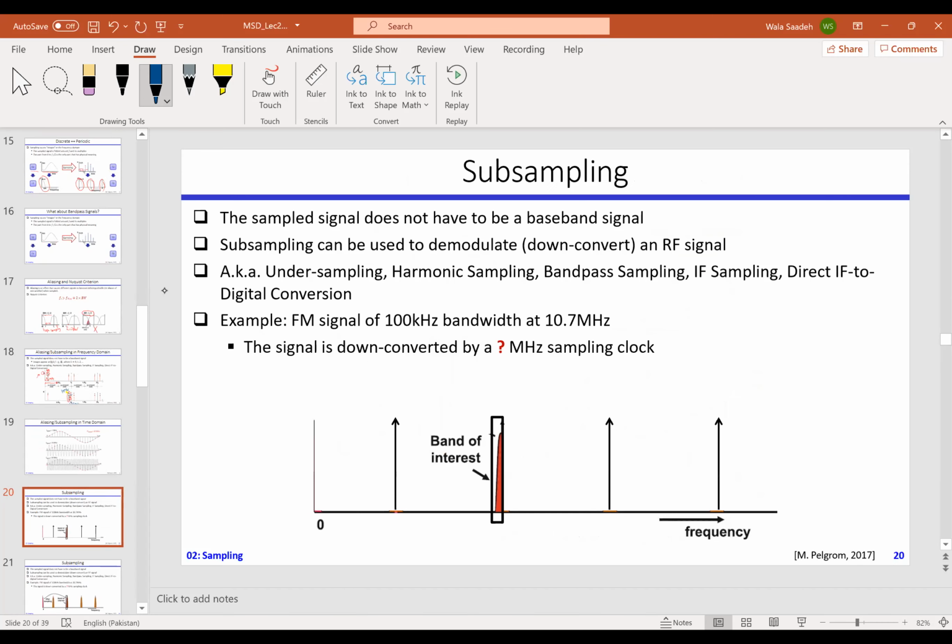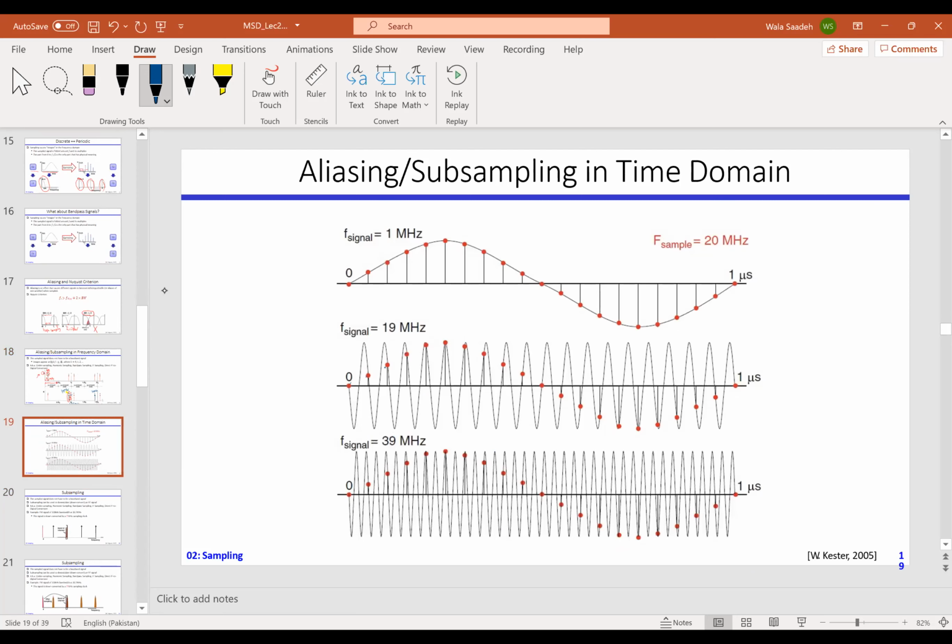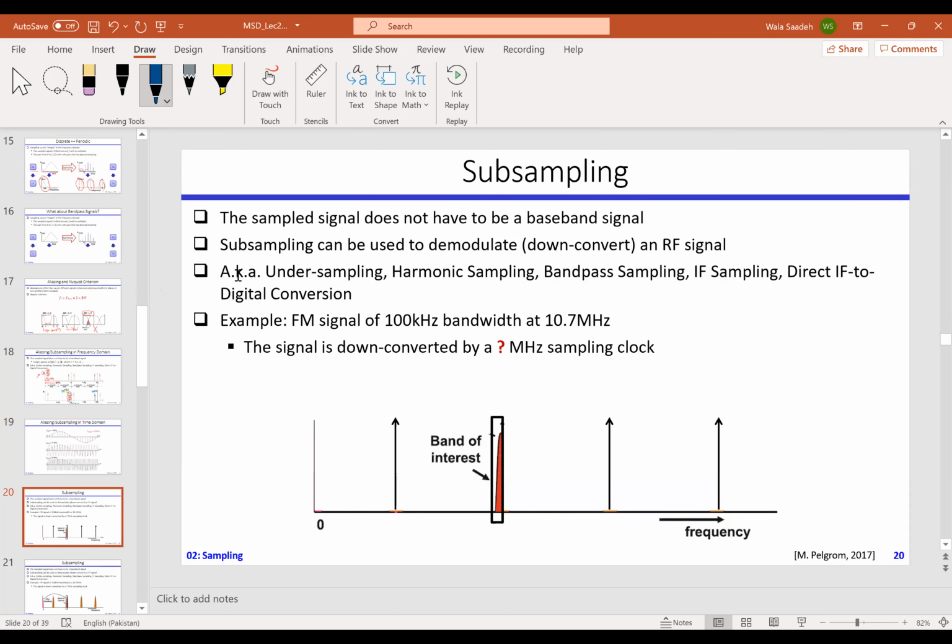If I do the same thing with an original signal at 40 megahertz, 2 times 20, and one megahertz distance from it, so 39 megahertz, they will again, after sampling, have exactly the same spectrum. I will not be able to reconstruct the 39 megahertz, but I will find the 1 megahertz copy of it. Sometimes intentionally they do this for its own application. Now, let's take this example.